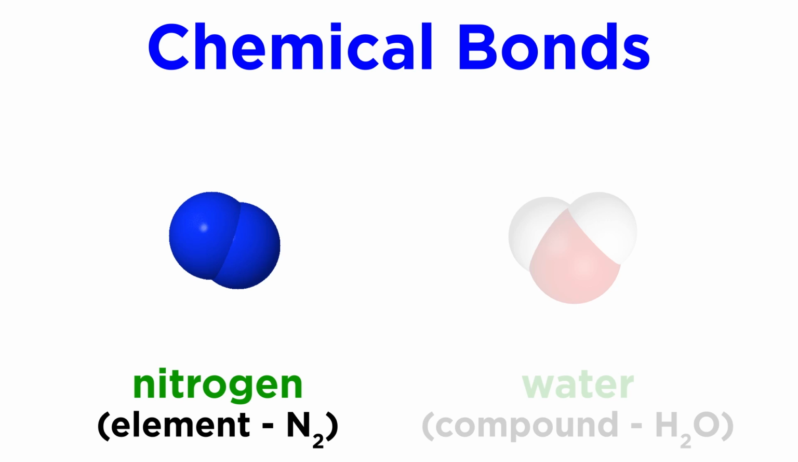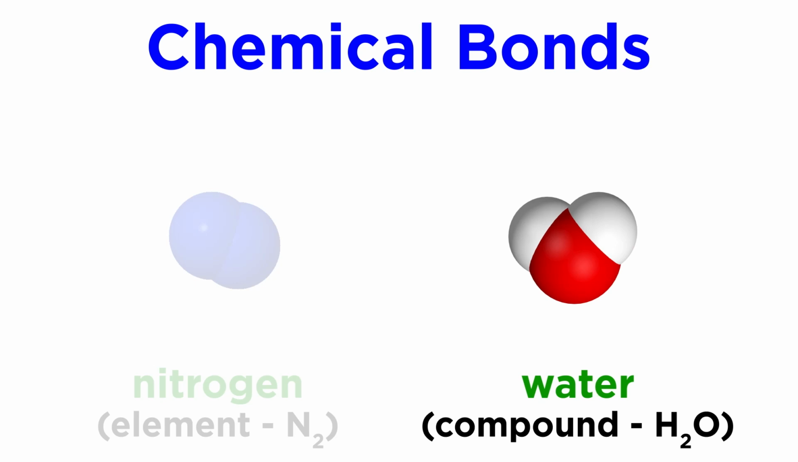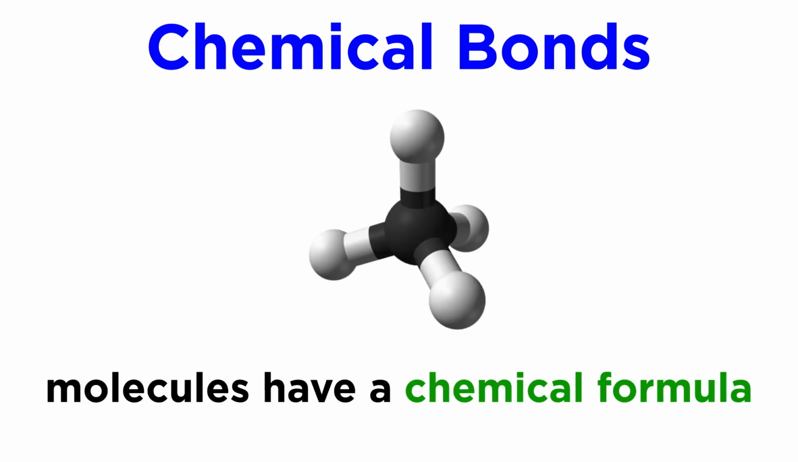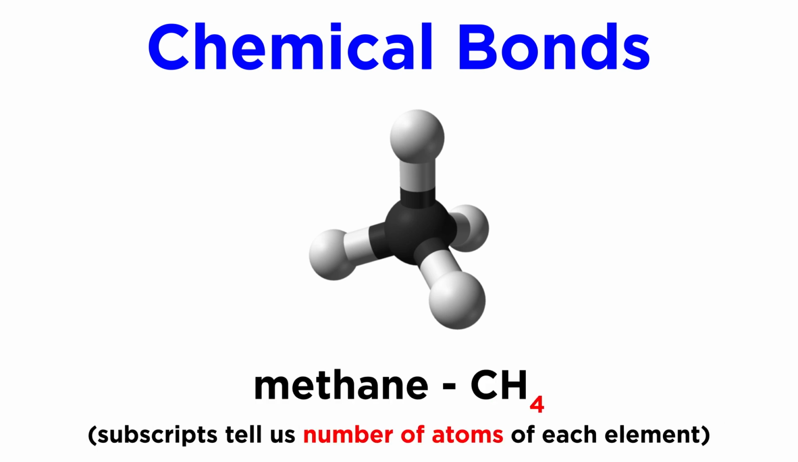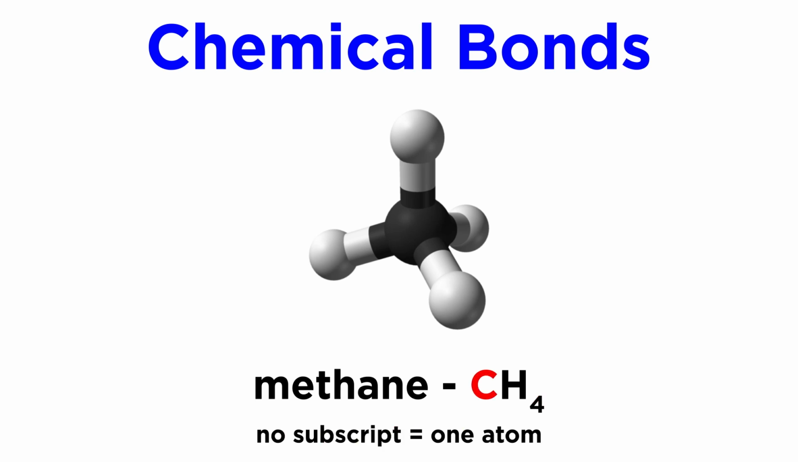So molecular nitrogen is a molecule that is an element, since it is made of only nitrogen, while water is a molecule that is a compound, since it is made of hydrogen and oxygen. Any molecule will have a chemical formula. This is where we use the symbols from the periodic table to represent the atoms in the molecule, and the subscripts after each symbol tell us how many atoms of that element are in the molecule. If no subscript is present, it means there is only one atom of that element.